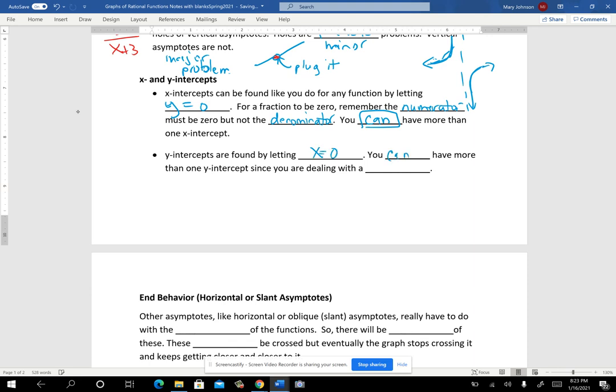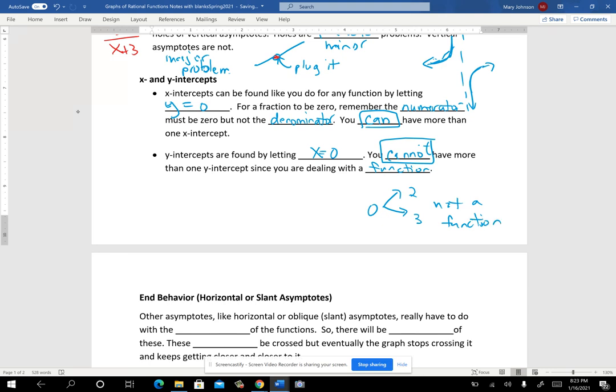You cannot have more than one y-intercept since you are dealing with a function. Okay. So like if 0 went to more than one thing, 2 different numbers, that would not be a function. So that's not going to happen because you're dealing with functions.